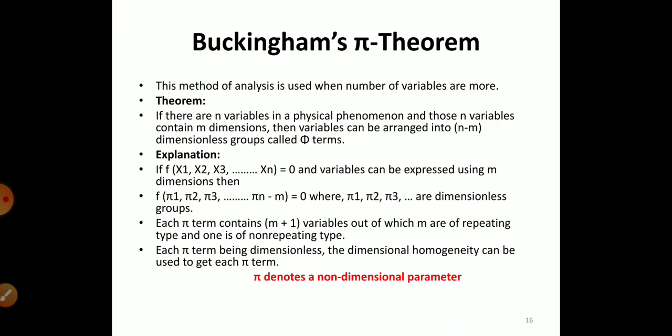Okay, each pi term contains m plus 1 variables, out of which m are of the repeating type and 1 is of the non-repeating type. Each pi term is dimensionless. Dimensional homogeneity can be used to get each pi term. Pi denotes a non-dimensional parameter.